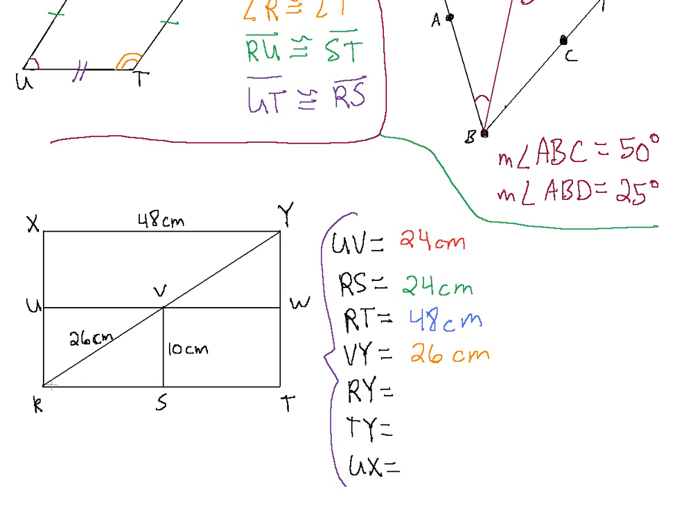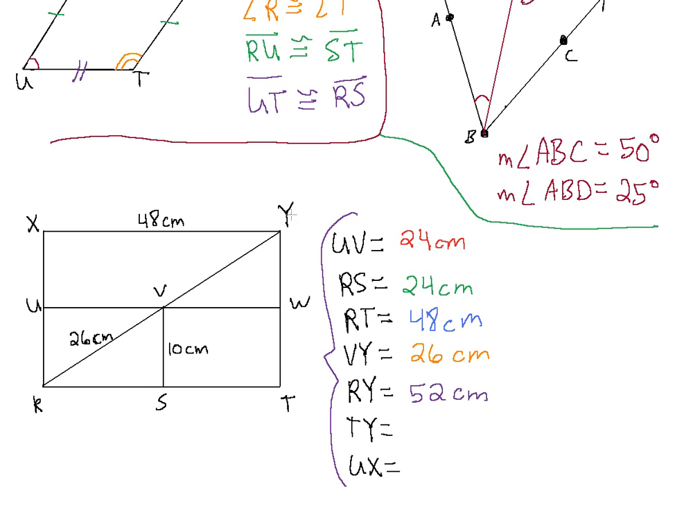Next we have RY. RY is this total distance. We can derive this a few ways. V is the midpoint, so we need to find VY and add them together, but we already found VY. This is 26 centimeters right here, and this is 26 centimeters, so if we add those together, that gives us 52 centimeters, which is the total distance of RY. All right, fairly simple.